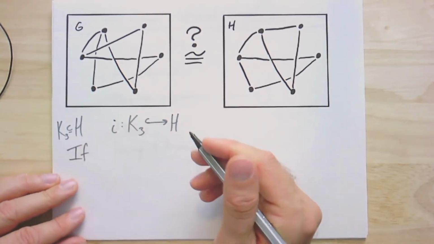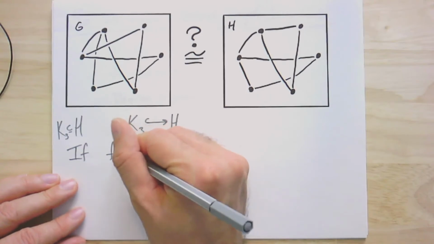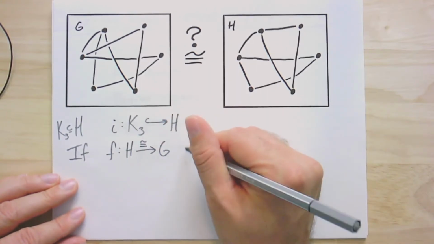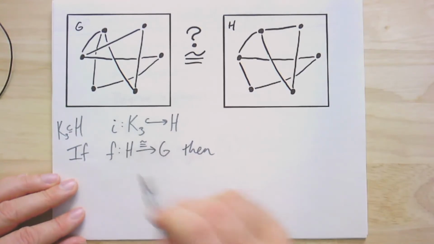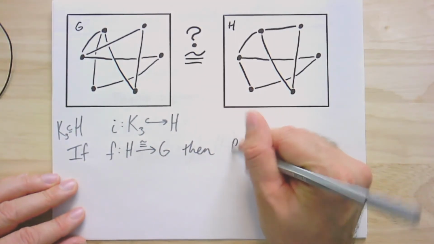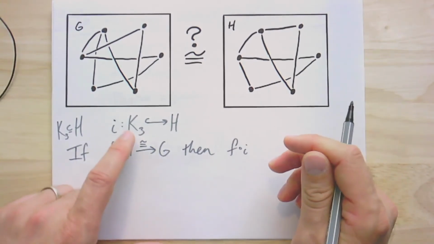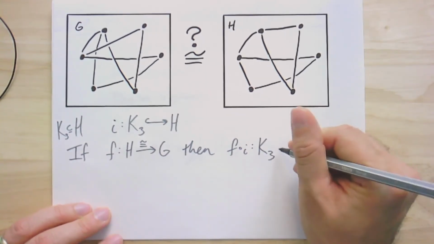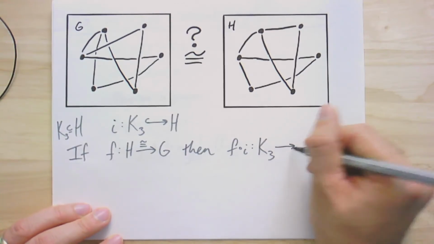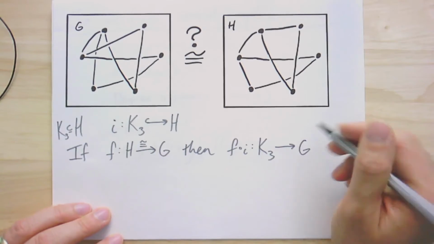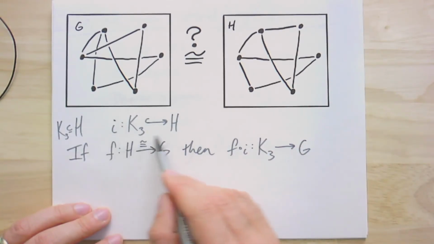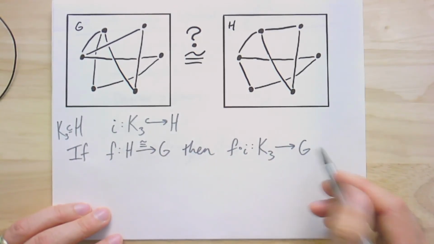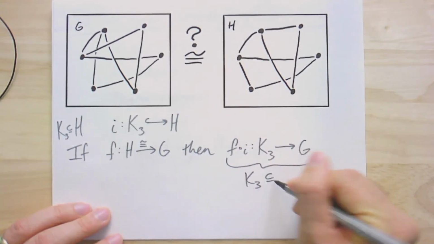Again, now, if they happen to be isomorphic, that is, if I had some isomorphism F that mapped H to G, then the composition of these, and I'm going to compose them in the other order now, that is, F composed with I, means I'm going to go from K3 to H, and then from H into G. It gives me a homomorphism from K3 to G. So H had this K3 subgraph, and if they're isomorphic, then G would also have that subgraph. This is saying that K3 is in G.